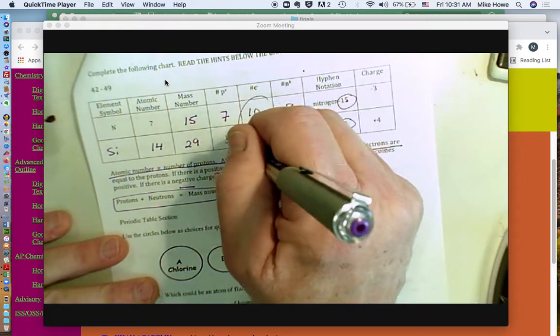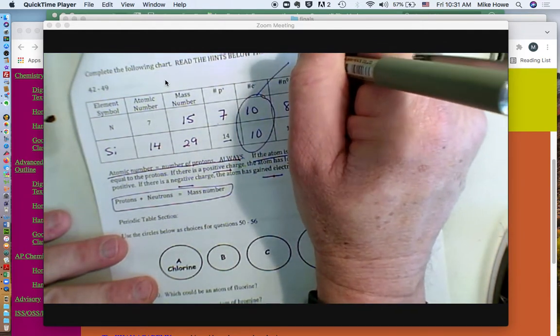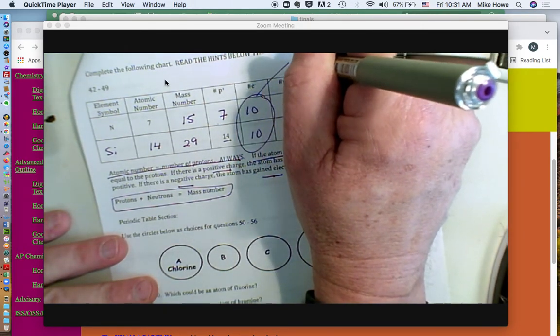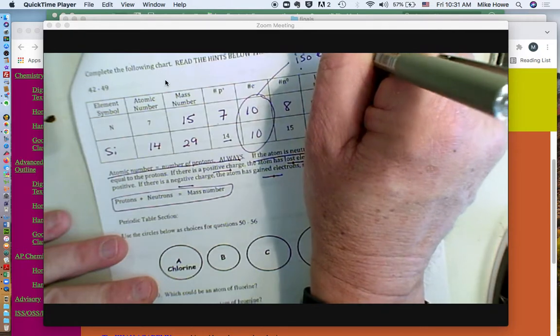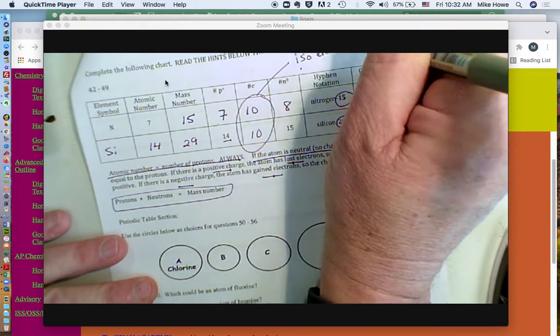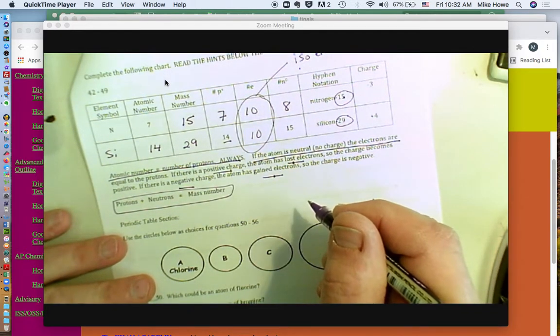I might as well throw a word at you. Since those two have the same number of electrons, we say that they are isoelectronic. That's kind of a fancy word that just means having the same number of electrons.